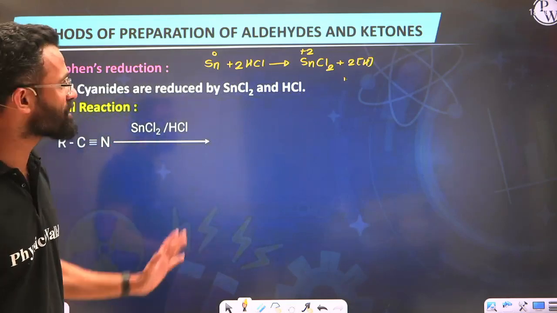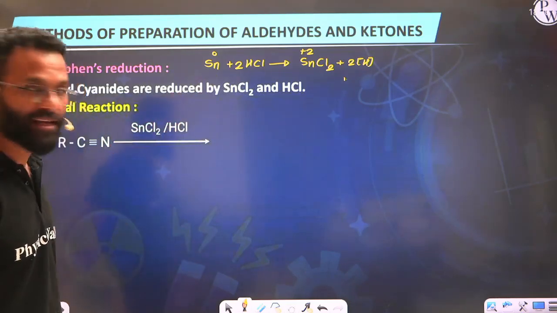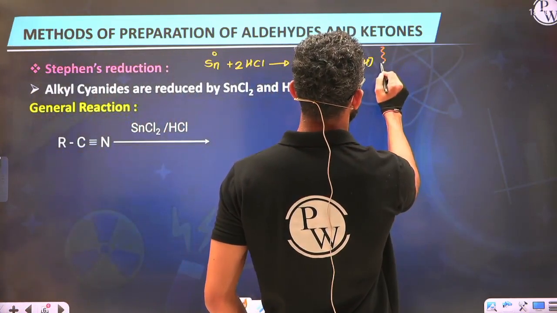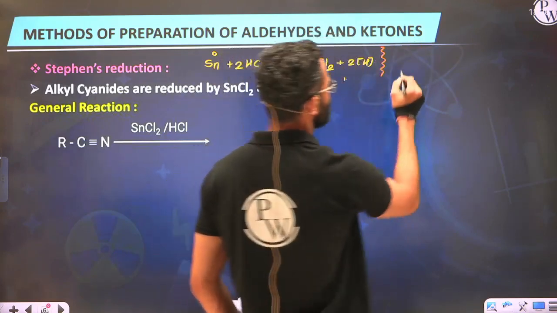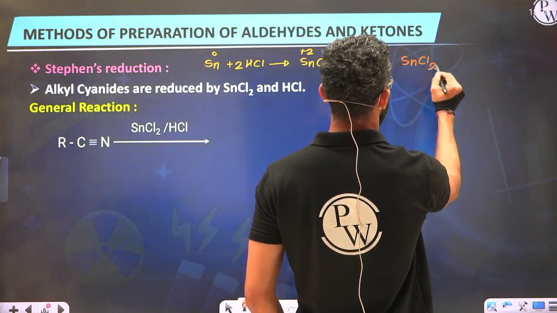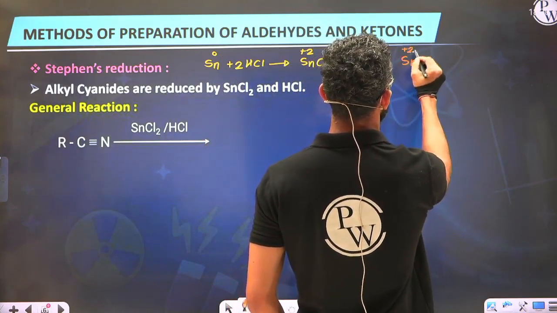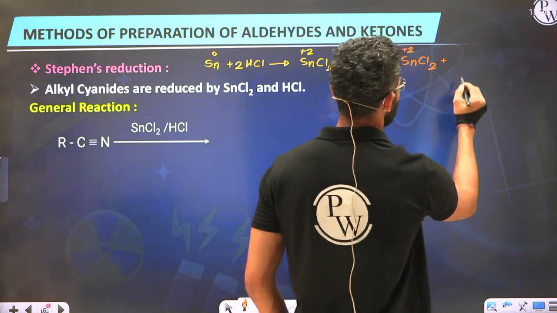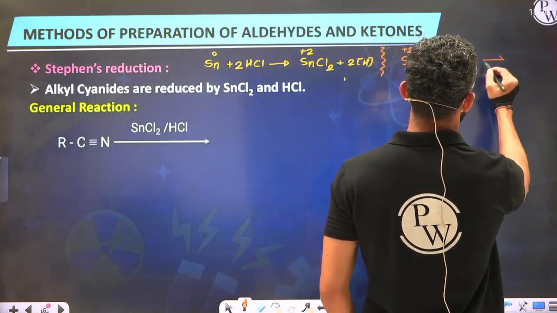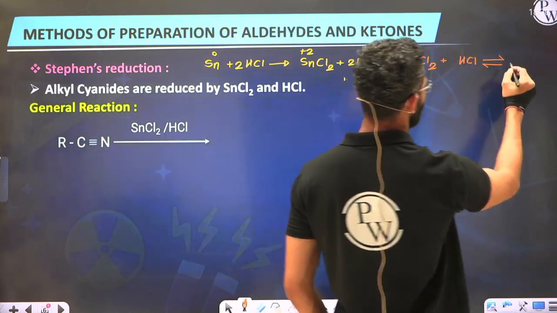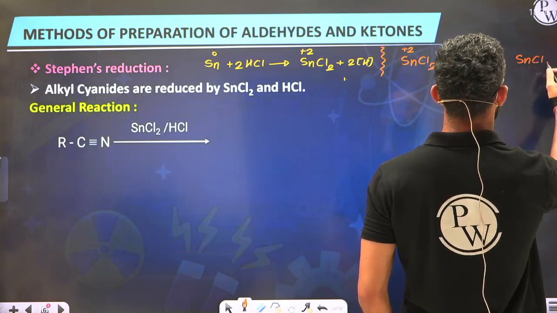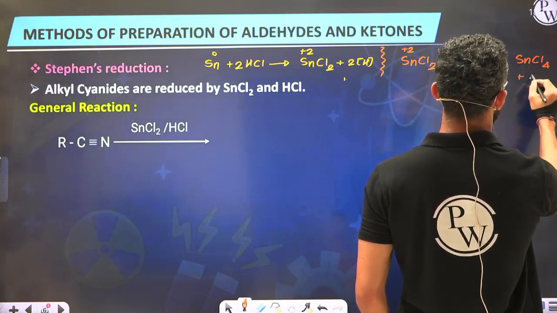But we aren't using tin metal plus HCl. What are we using? SnCl2 plus HCl. Okay, so if I'm using SnCl2 plus HCl, then here is what happens. In SnCl2, Sn, that is tin, is in +2 oxidation state. Let us say this is being treated with HCl. The reaction reversibly gives you SnCl4 plus 2 nascent hydrogens.